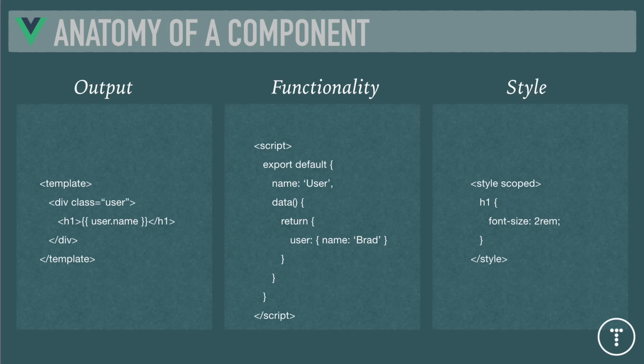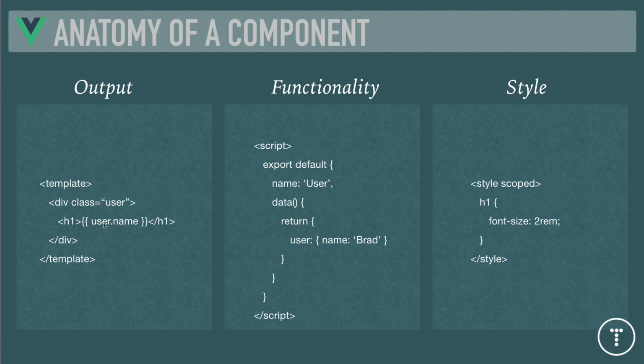All right, so the anatomy of a component, there's basically three parts, and this is what I mean about Vue being very common sense. You can see that there's the output, the functionality, and the style. So basically the HTML, the JavaScript, and the CSS, and this is all encapsulated in the component, okay? So for the output, we have our template tags, and then we have our markup.